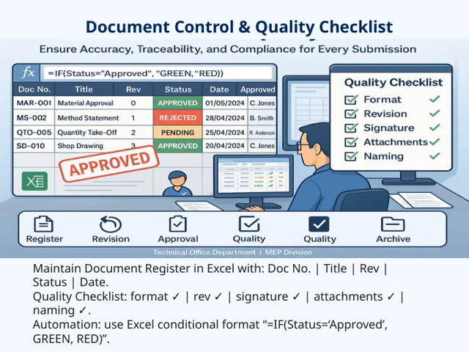To streamline this process, we can use Excel's conditional formatting feature. For example, we can set a formula like equals IF status equals approved, green, red, so that approved documents automatically turn green, making it easy to identify approved or pending items at a glance. Overall, these controls and checklists are vital for ensuring consistency, quality, and traceability throughout the project lifecycle. They help us maintain high standards and foster clear communication across teams.